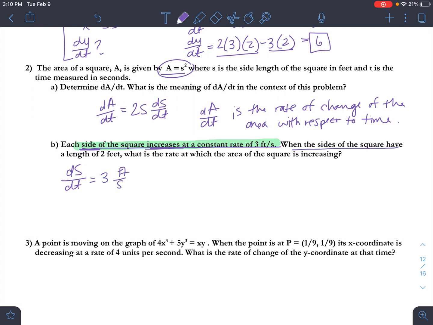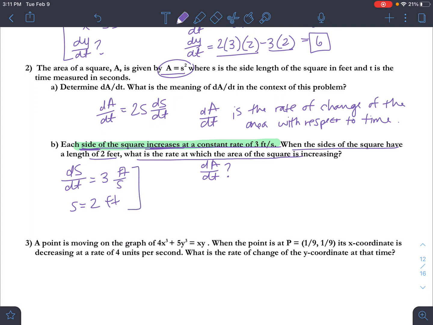When the sides of the square have a length, so when s, the length, is 2 feet, what is the rate at which the area is increasing? So what is dA/dt? See how we kind of picked that apart. And again, related rates, think about what that means. It means we have rates and they're somehow related in an equation. Derivative, a rate. We have some variables. We have another rate. So they are related rates in one equation.